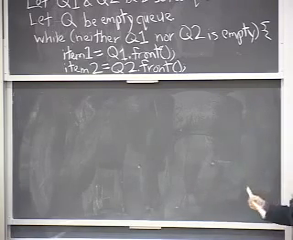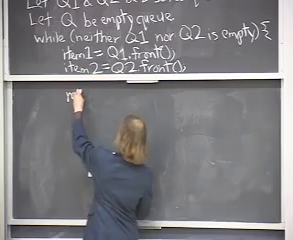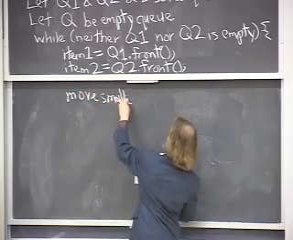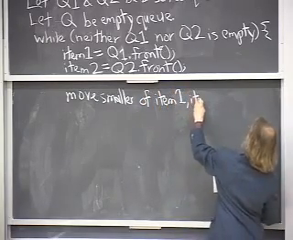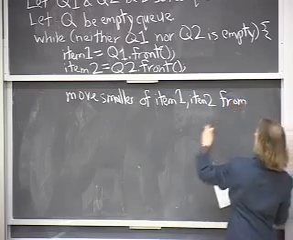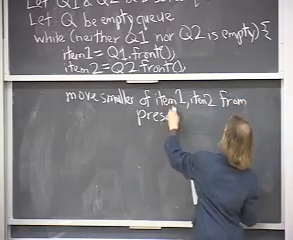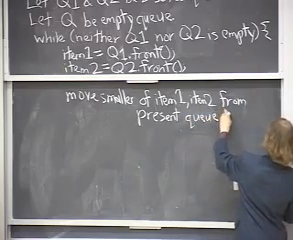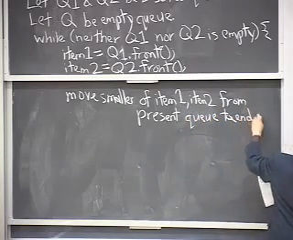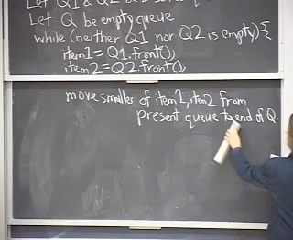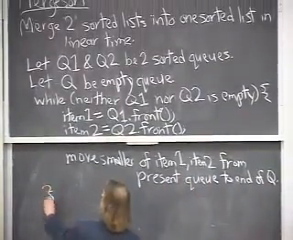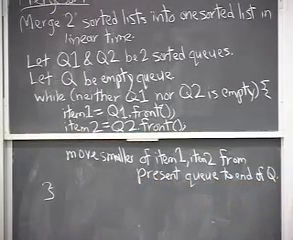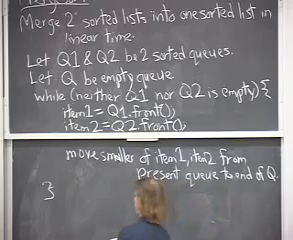Then we're going to figure out which one's smaller, and we're going to move it into the new queue. And eventually, after we do this enough, one of the queues will empty out. And then we just take whatever's left of the other queue and concatenate it to the end of the new queue.